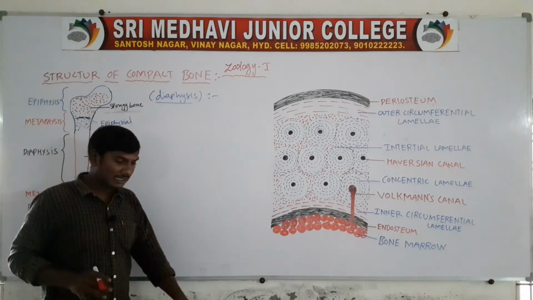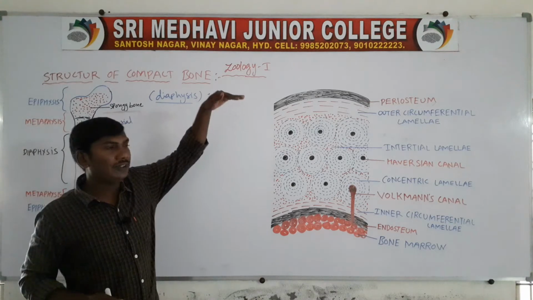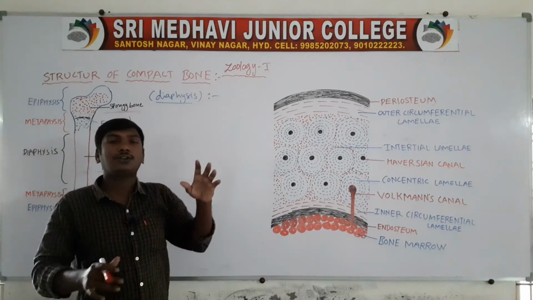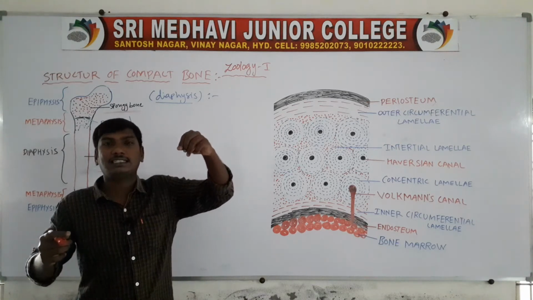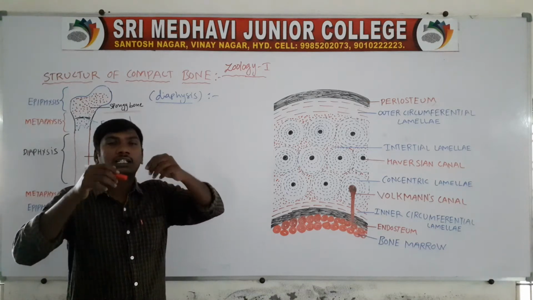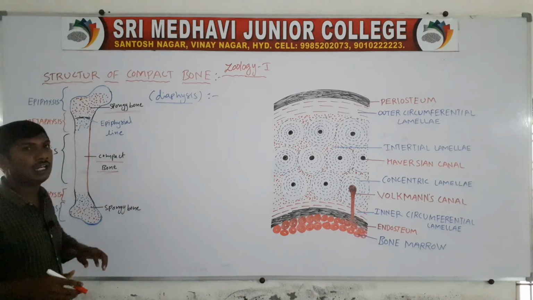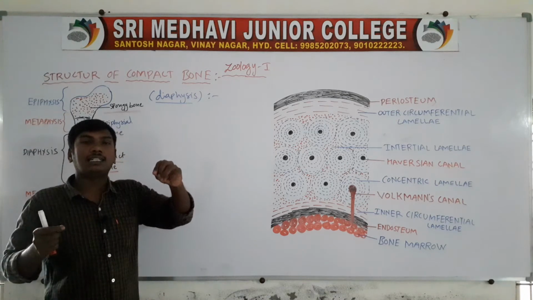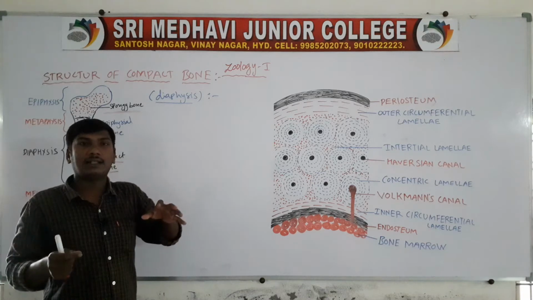For example, children are short in size, and after a few years they are tall, because the bones are growing and elongating. This growth is helped by the epiphyseal plates. Epiphyseal plates help in bone elongation.